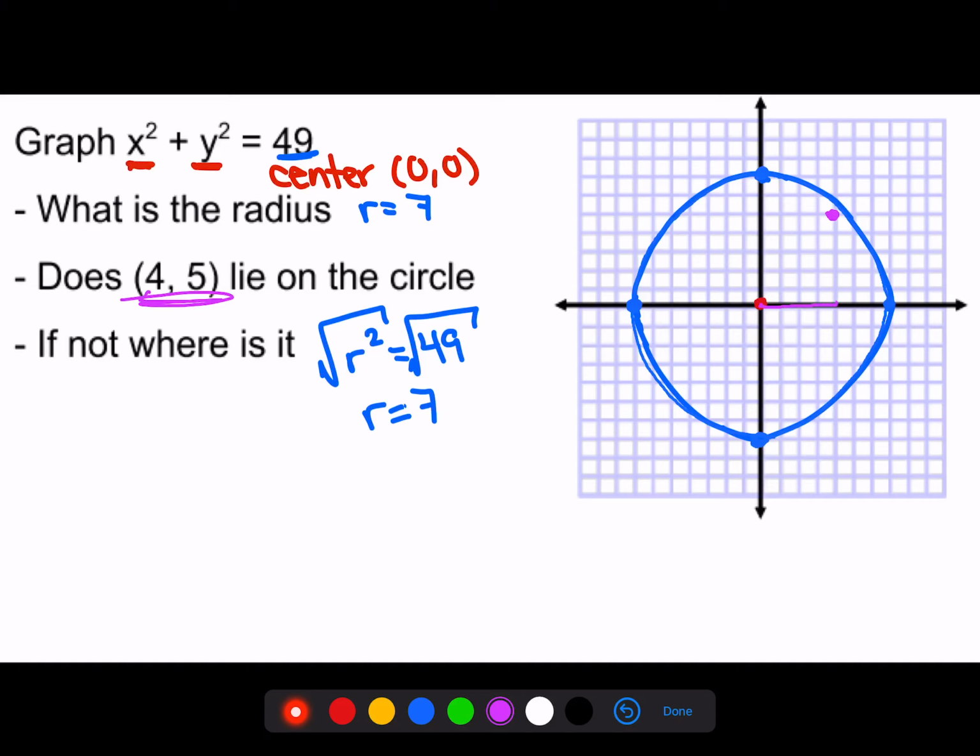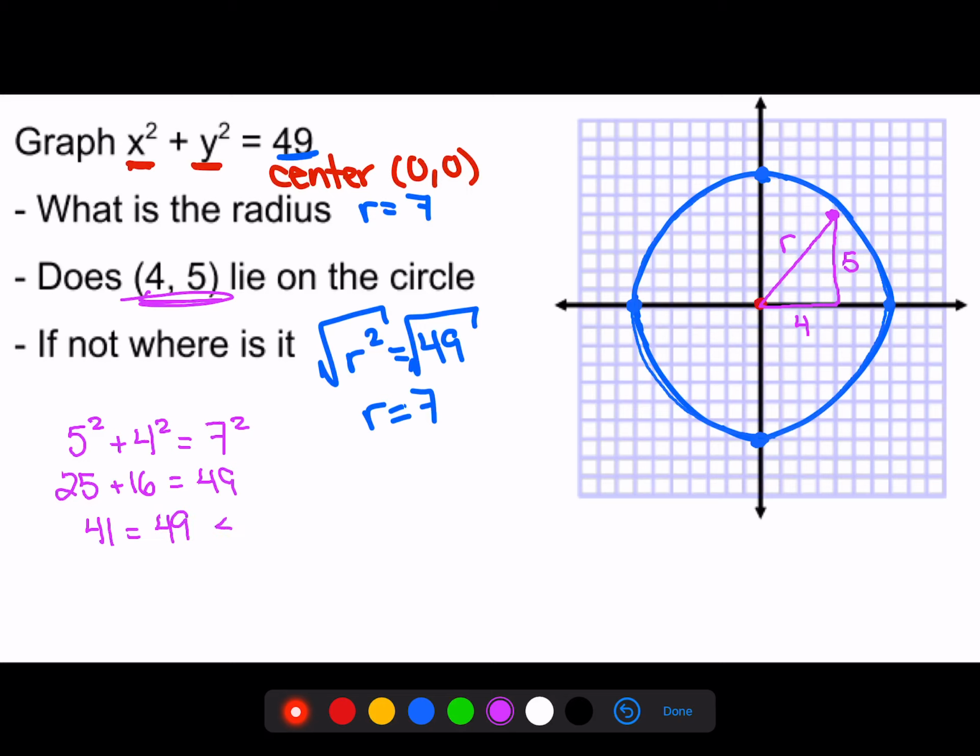So let's see. I make my right triangle. I know that I went to the right 4 and up 5, and my radius is 7, so this should be 7 here. So we have 5 squared plus 4 squared equals 7 squared. This will give us 25 plus 16 equals 49. 25 plus 16 will give us 41 equals 49.